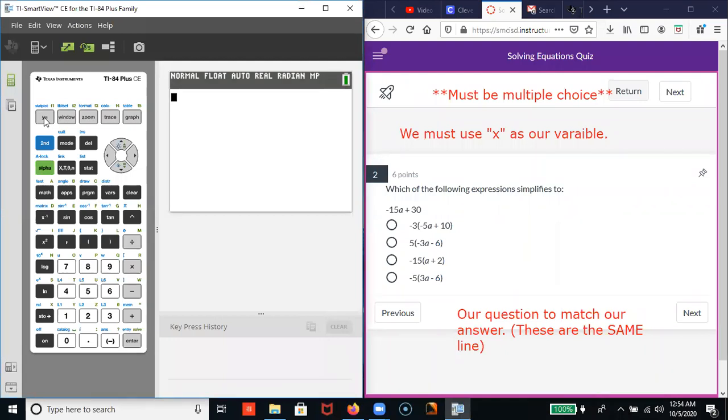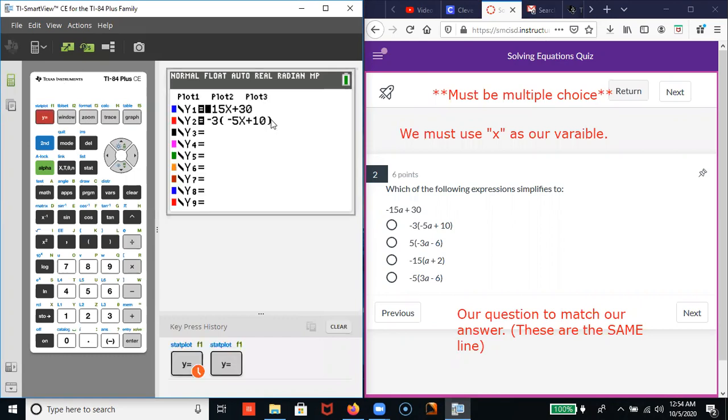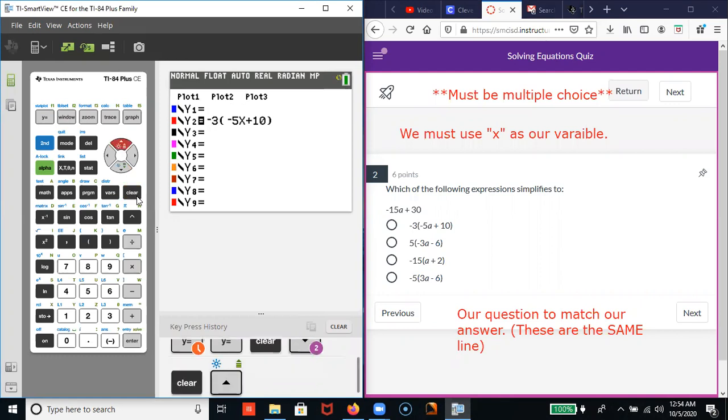Wait for it to take me there. Sometimes my computer goes a little slow. So I need to go ahead and clear these because I have already put some stuff in there. So I'm going to press the clear button. I went down too many. And we're going to clear, and go to the top.